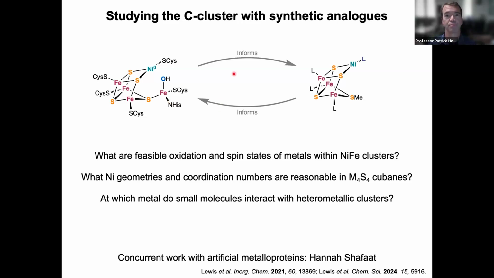So that's what my group tries to do by making compounds that look something like the cofactor. They're of course informed by the enzyme, but what we hope is that we can determine spectroscopic, structural, and other characteristics of this type of metal site, which can then help to inform the way that we think about the enzyme. This is synthetic modeling chemistry.